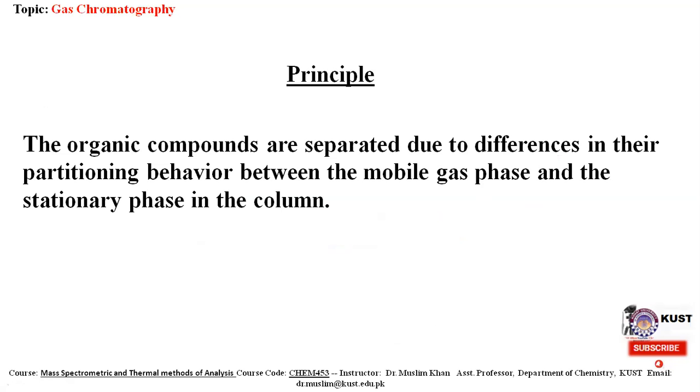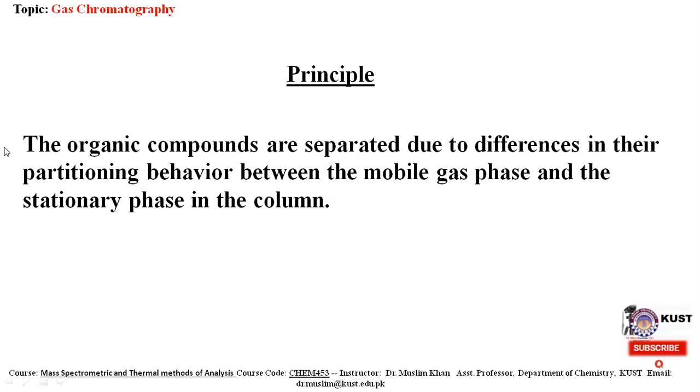What is the principle of a GC system? The organic compounds in a mixture are separated due to differences in their partitioning behavior between the mobile gas phase and the stationary phase in the column. So the organic compounds are separated due to differences in their partitioning behavior between the mobile gas phase and the stationary phase in the column.